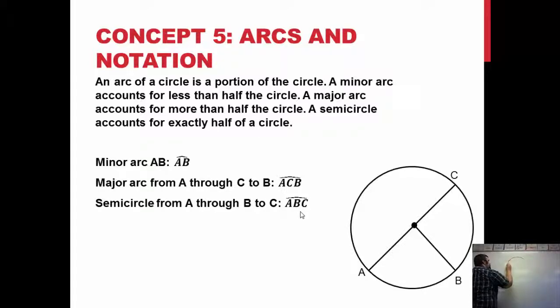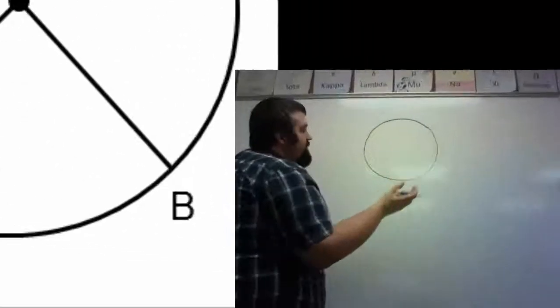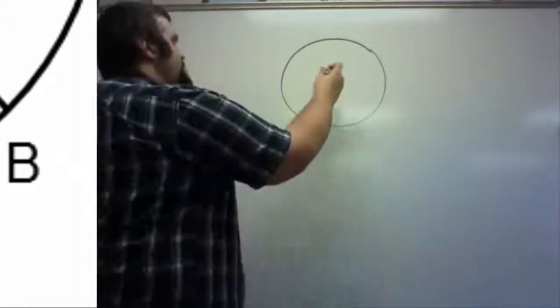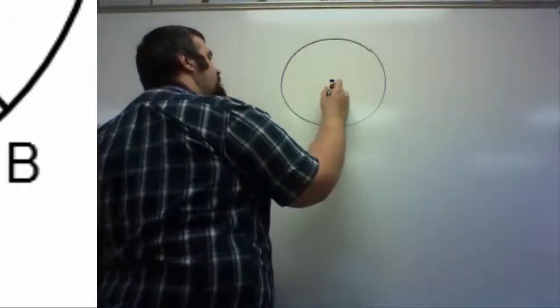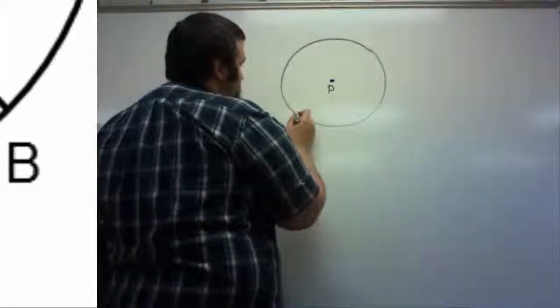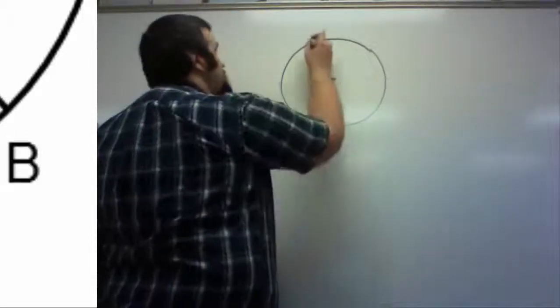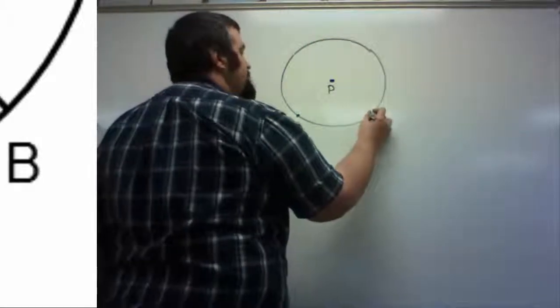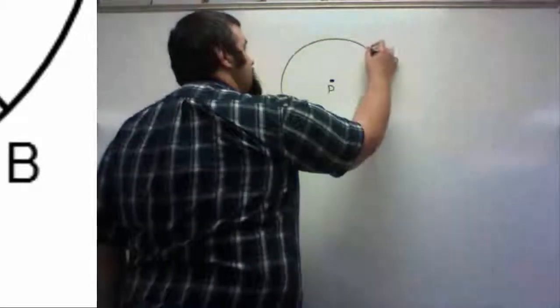If I would draw a circle here, and I did a pretty good freehand drawing, yes, I'm going to put a center here. We're going to call it P, because I wanted to. I'm going to put 3 points out here, A, B, and C.